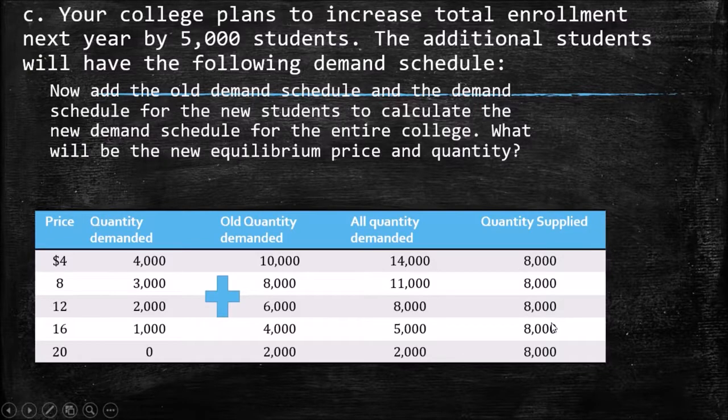So in this case we will see that this is going to be the new price. Given the higher demand from the new students, we pass from a price of 8 to a price of 12. There's going to be an increase in the price.